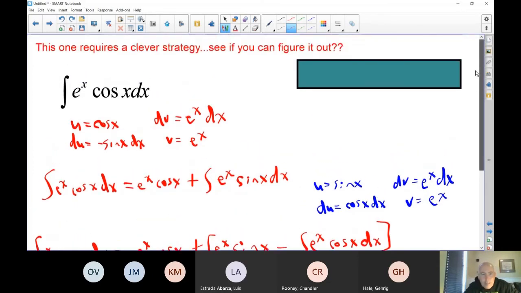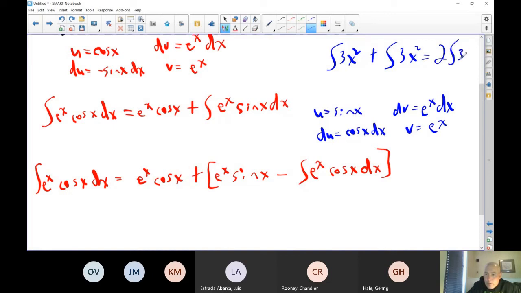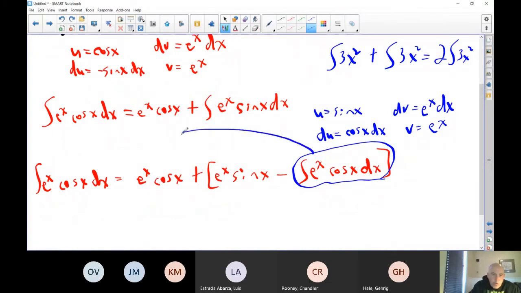Notice up here what I said in the beginning. This one requires a clever strategy. Watch this clever strategy. Integrals are like algebra. If I had the integral of 3x squared plus the integral of 3x squared, I can collect those together and say they're 2 integral of 3x squared. So what we're going to do is we're going to collect, you notice here, this minus integral e to the x cos x dx. We're going to take this part right here, and all we're going to do is move it over to the other side and collect it with this one.